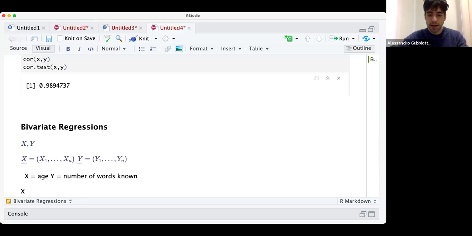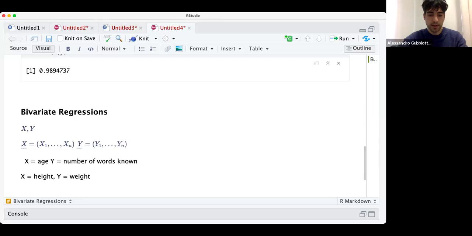Or for a more classical example, x can be the height of a person, and y the weight. So the important fact is that here xi and yi refer to the same observation. So this is very important.